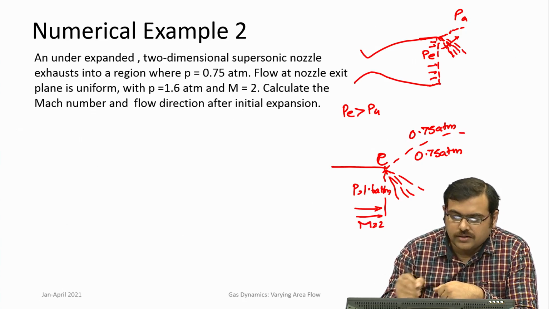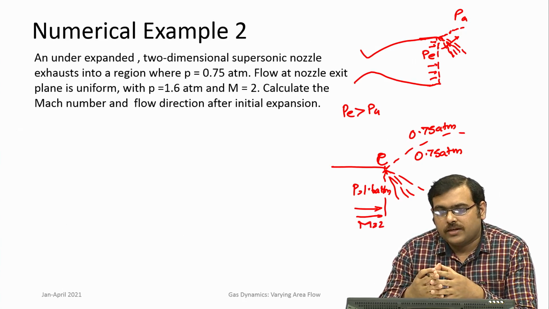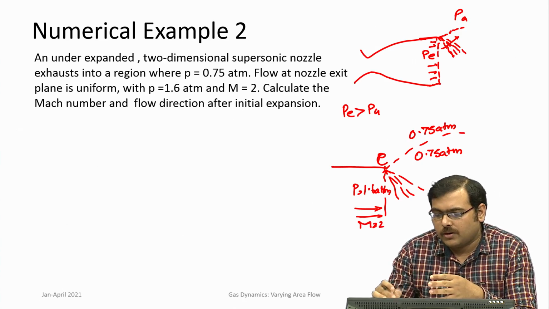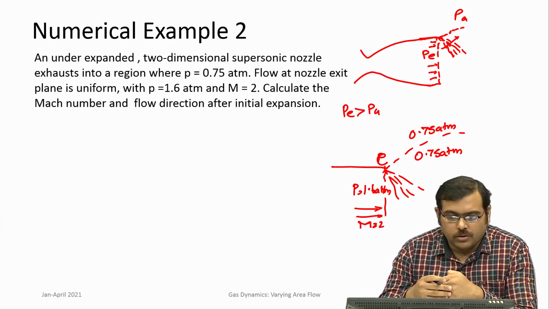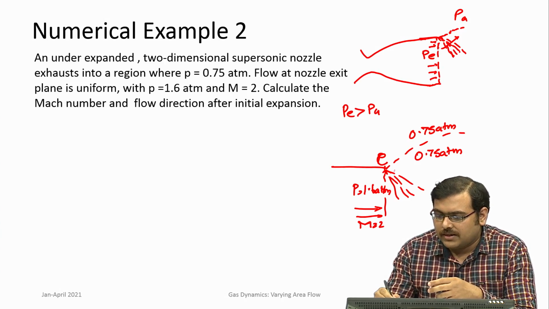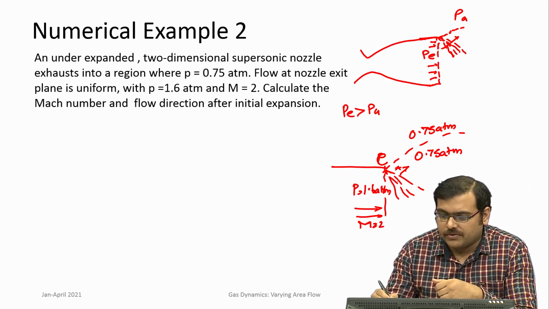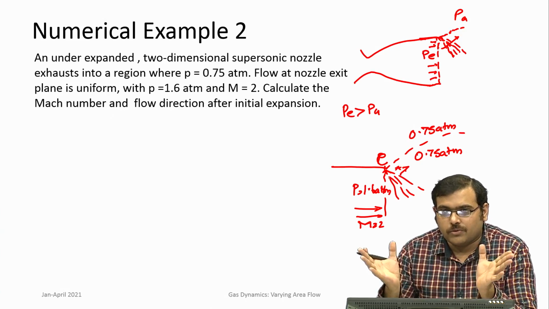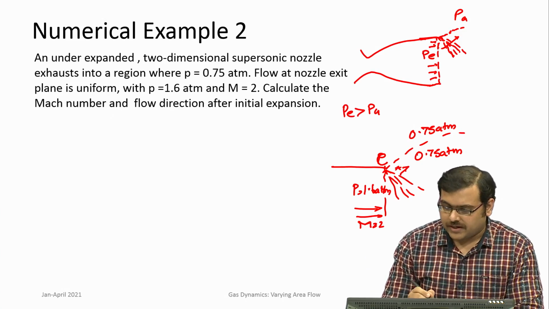Within the nozzle the flow is quasi 1D, it is uniform, but outside the nozzle it will now expand. So, calculate Mach number and flow direction after the initial expansion. What is the Mach number here after the expansion and the flow direction? It has now expanded, it flows outward. So, what is that direction?